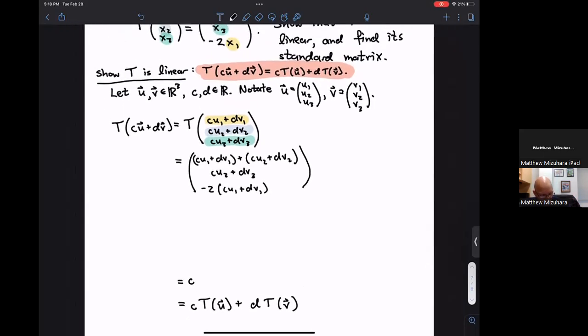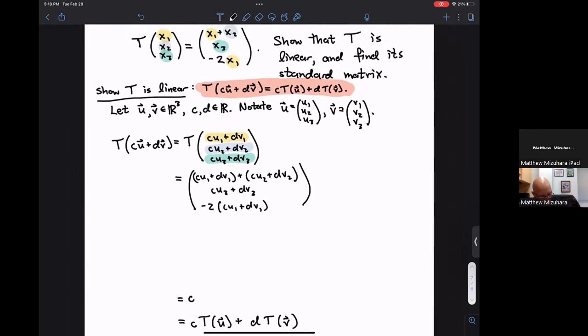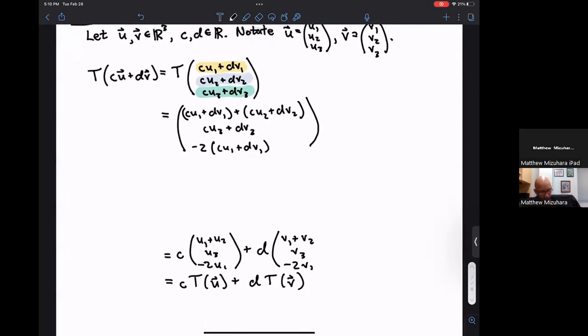Okay, well, I have to redo what I just did. T of just u would be, what's this? u1 plus u2, and then the third thing, u3, and then minus 2 u1. Okay, plus d times, and same thing, right? v1 plus v2, and then v3, then minus 2 v1. Okay, great.